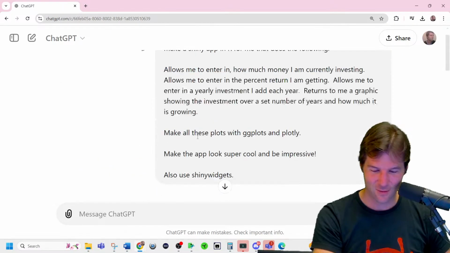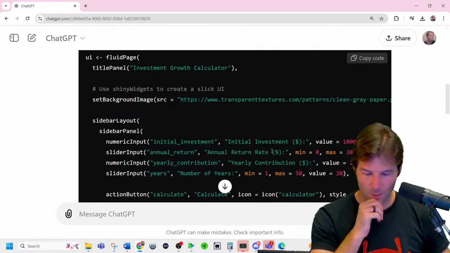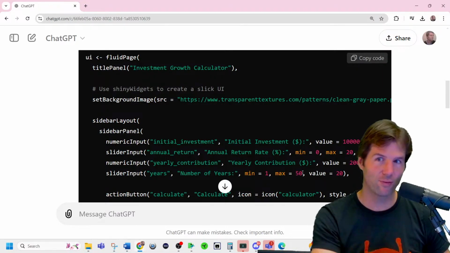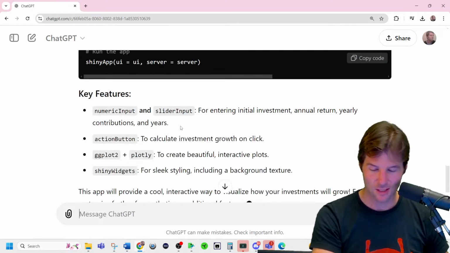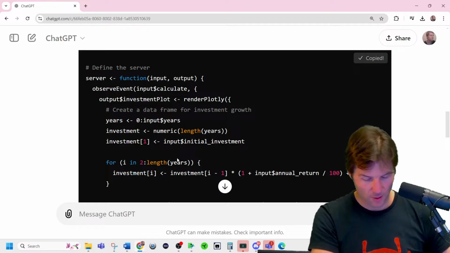And I did say we can enter in the years, right? It allows me to enter the investment over 7 years, how much is growing. Okay, hopefully we have a year entry. Yeah. How many years? Oh, it wants max 50. We're not letting it do a max of 50. We're going to just have no max. Okay, and it's a slider. Okay, well, let's check this out. Copy code. Might work. Let me load up RStudio.